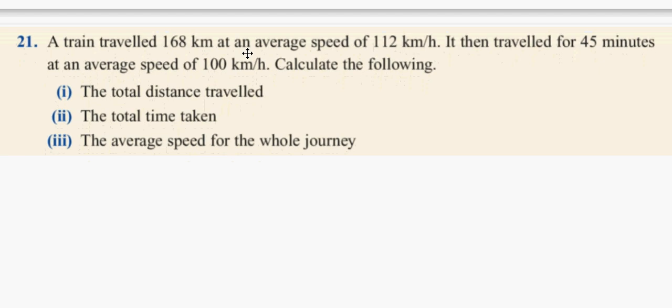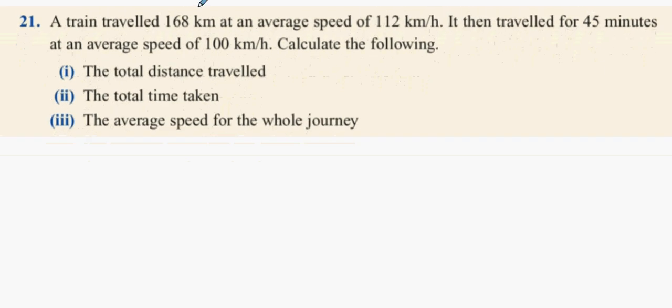Next one. A train travels 168 kilometers at a speed of 112 kilometers an hour and then travels 45 minutes at an average speed of 100 kilometers an hour. Calculate the following, the total distance traveled.